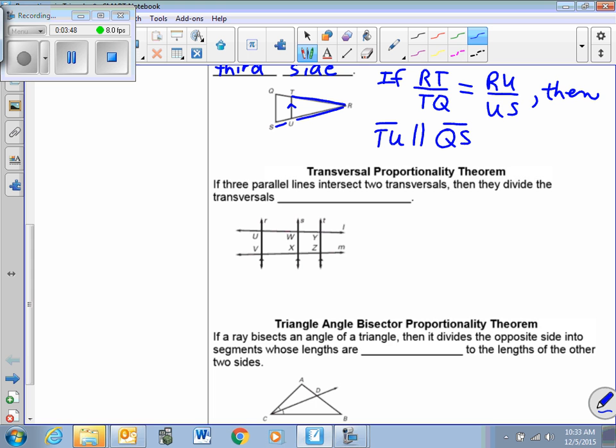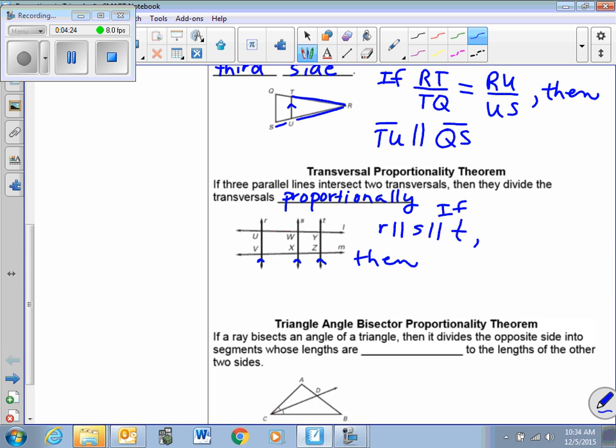If three parallel lines intersect two transversals, then they divide the transversals just what? Proportionally. Alright, so let's see what we got here in our picture. Three parallel lines, and I can see these are parallel because they're marked. So line R is parallel to S, it's parallel to T. So if this is true, then I know that the transversals L and M are divided proportionally.